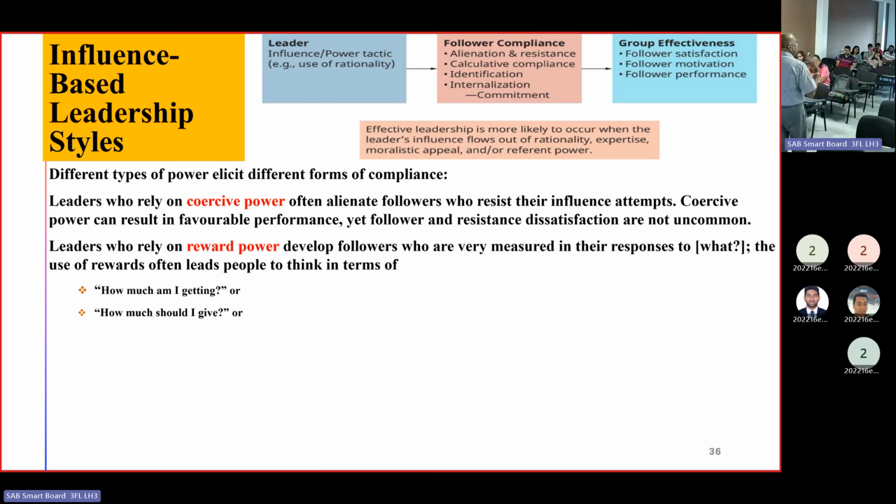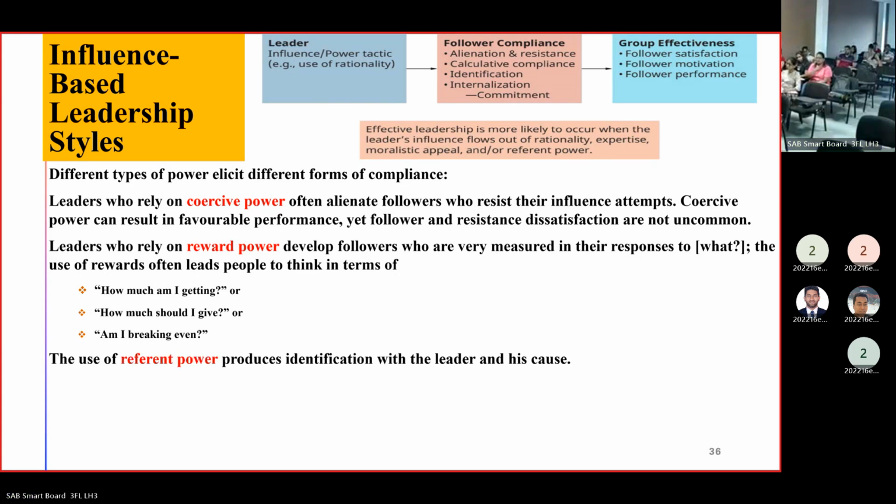So as a leader, you should know how to convince them. Is it clear what I am trying to communicate? How much should I give? Am I at break even? I'm getting equal to what I'm giving, am I paid? So this type of question an employee will ask in his mind. As a CEO or a manager, the leader, you should know how to manage that. So in reward power, the other side will question himself: why should I work, and how much should I get?